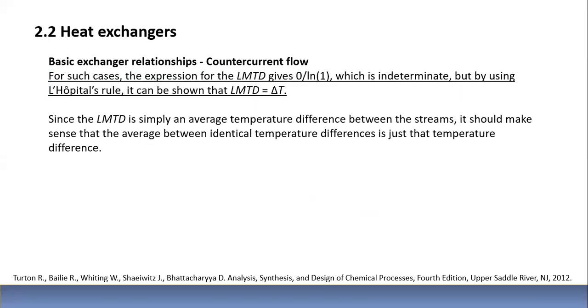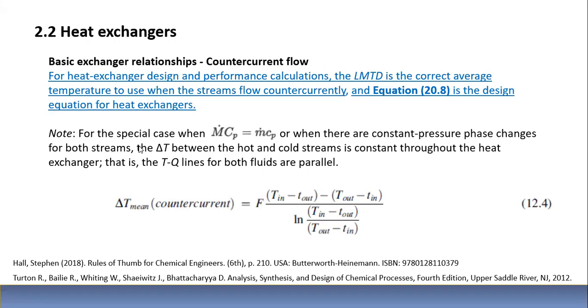For such cases, the expression of LMTD gives 0 for what cases? Well, it says for the special case when big MCP is equal to a small MCP. Can you imagine that? The flow on the hot stream, let's say we have water on both ends. We have water on the hot side, we have water on the cold side. The CPs are very similar because it's just the same element. The flow rates are very similar. We have the same flow rates inside of the tubes and outside of the tubes.